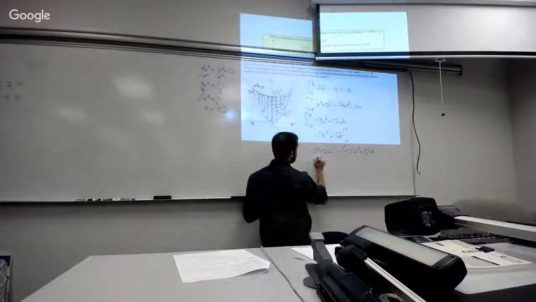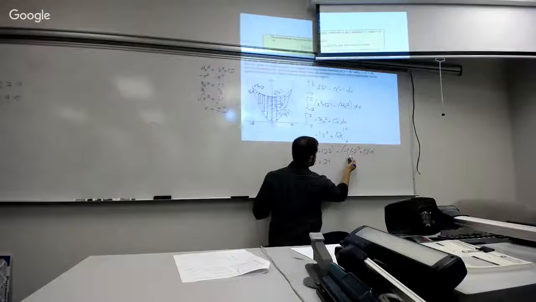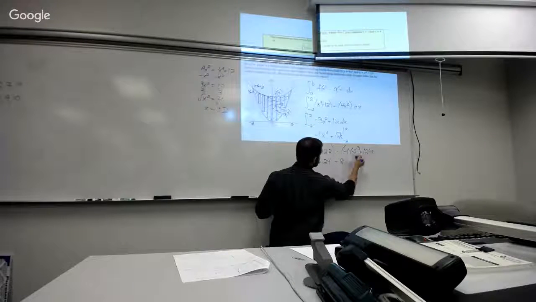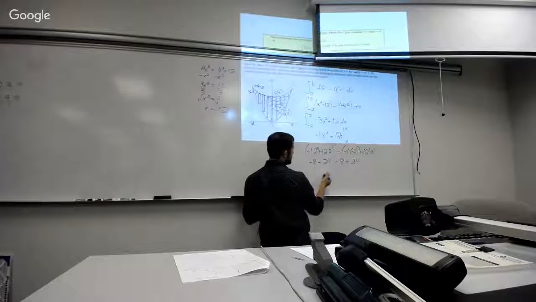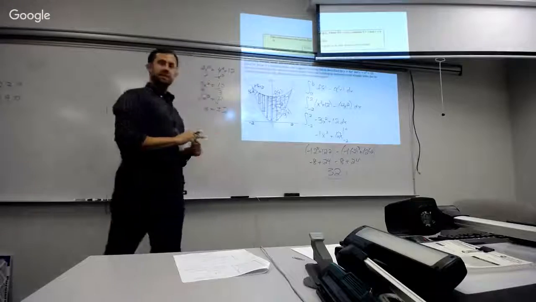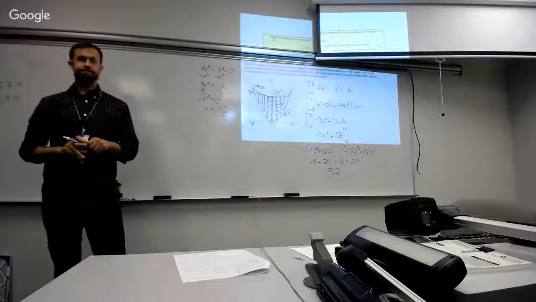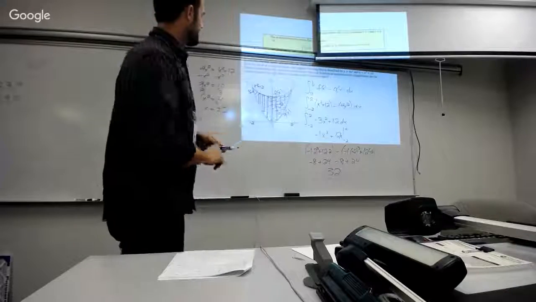So what do we get? That's -8 plus 24, and then positive 8 minus 8, and then that's plus 24. So it's 24 minus 8 is 16, plus 16 is 32. Did everyone get 32? No. Oh, you're just not there yet, okay.